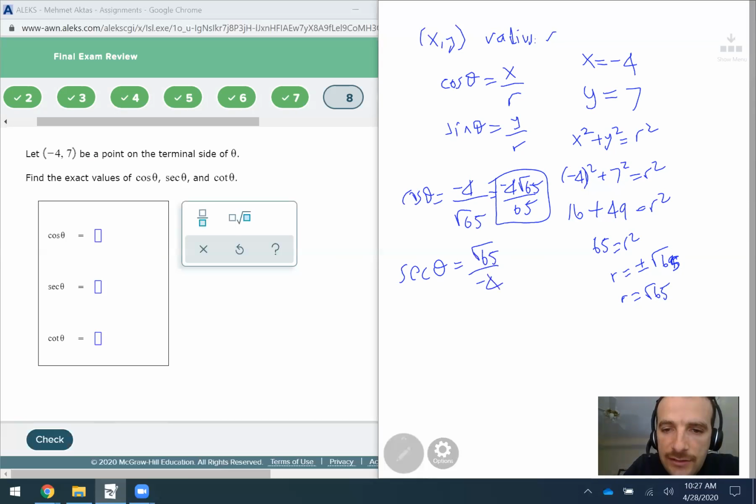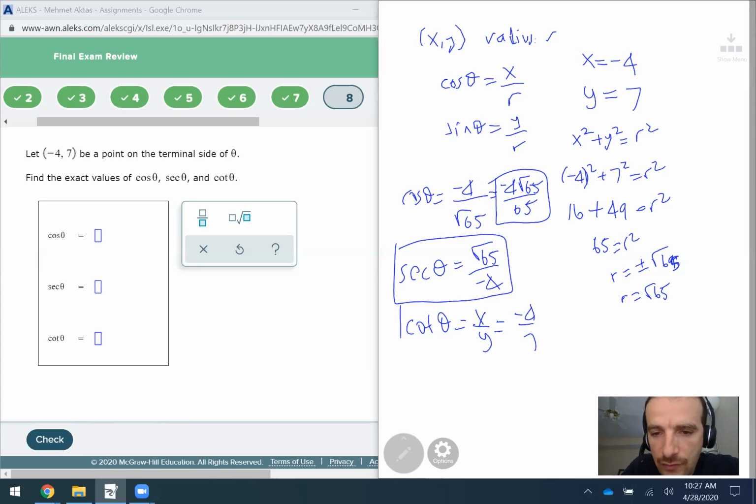And cotangent theta, cotangent is cosine over sine, right? So it's x over y, so it's x over y, which is -4 over 7. Sorry for my bad handwriting.